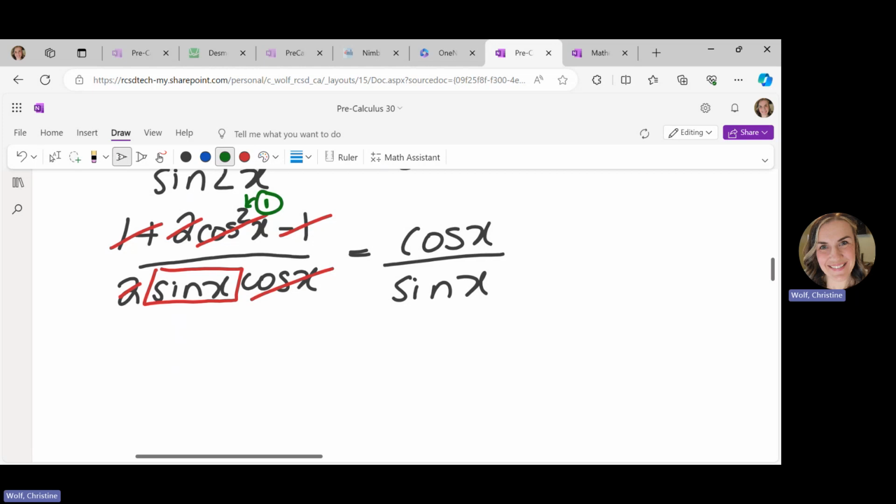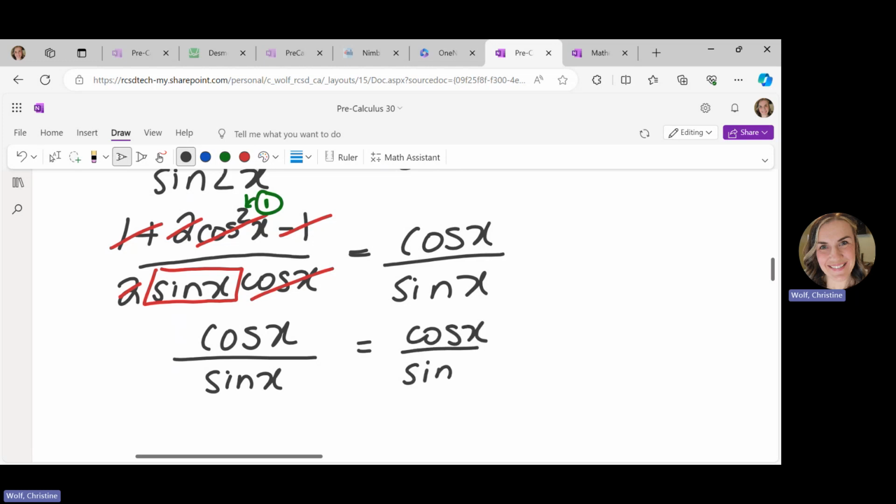So I'm kind of doing a lot in one, so my apologies if that got a little bit messy. But essentially, after we cross everything up top, the 1's are gone, the 2 is gone, and I only have 1 cos left. And on the bottom, I crossed everything off except for the sine x. And look at that, my left side is my right side. We are happy, all done. Any questions so far? Okay.